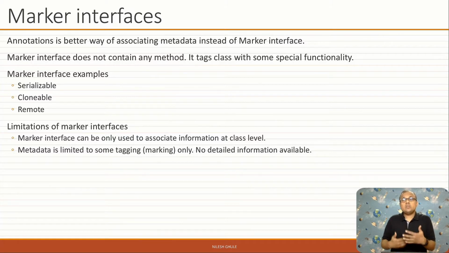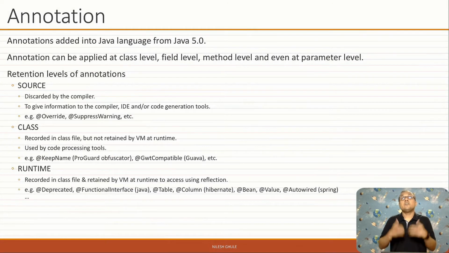And to overcome these limitations, to attach more informative metadata at the class level, at the method level, at the constructor level, at the field level, even at the parameter level, Java 5.0 added the concept of annotations. Annotations are mainly of three different types: source level annotation, class level annotation, and runtime annotation.